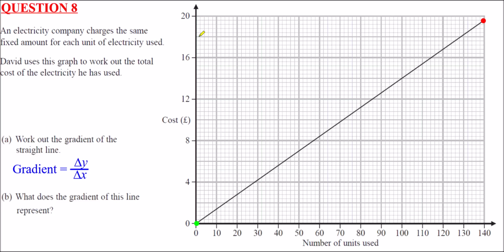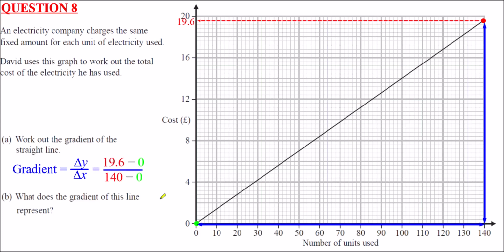Be very careful with the scale. So if that's 18, 18.4, 18.8, 19.2, 19.6, the height of this red one is 19.6. Therefore, the change in y is 19.6 take away nothing, which is just 19.6. And the change in x is 140 minus nothing, which is just 140.